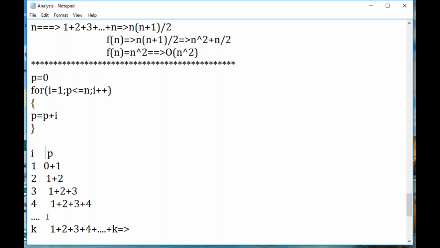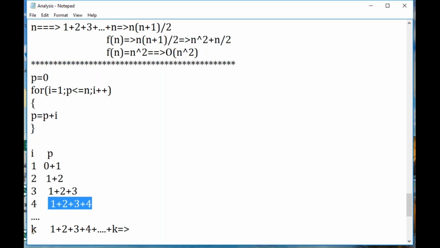So let us write a rough calculation. Whenever your I value is 1, your P value will be 0 plus 1. Whenever your I value is 2, 0 plus 2. Whenever your I value is 3, this value is added along with the existing P value. For the first calculation, 0 plus 1. For the second calculation, 1 along with I, so 1 plus 2. For the third one, I value is 3, so 1, 2 along with the 3 will be added. And for the next calculation, 4, so 1, 2, 3 along with that 4 will be added. In this manner, the value will keep on being added.